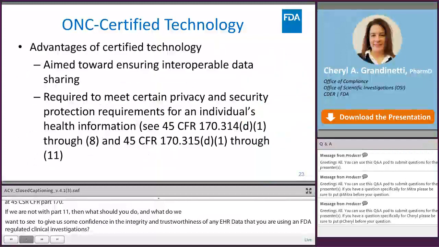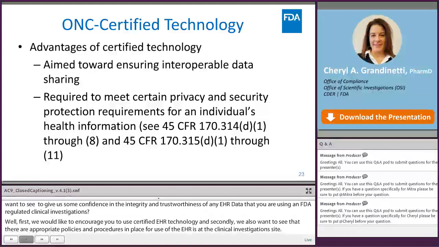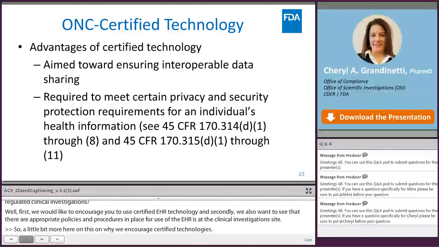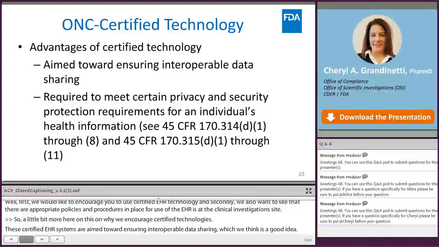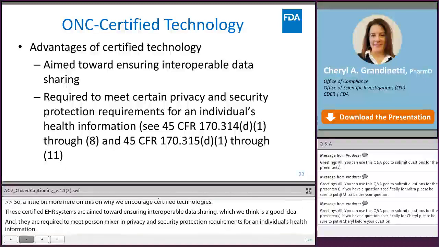So a little bit more here on this slide on why we encourage certified technologies. These certified EHR systems are aimed toward ensuring interoperable data sharing, which we think is a good idea. And they're required to meet certain privacy and security protection requirements for an individual's health information. So use of certified systems would give us some confidence, not total confidence, but some confidence in the integrity of the data.